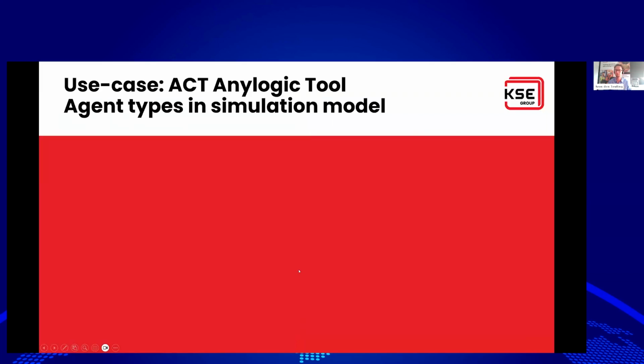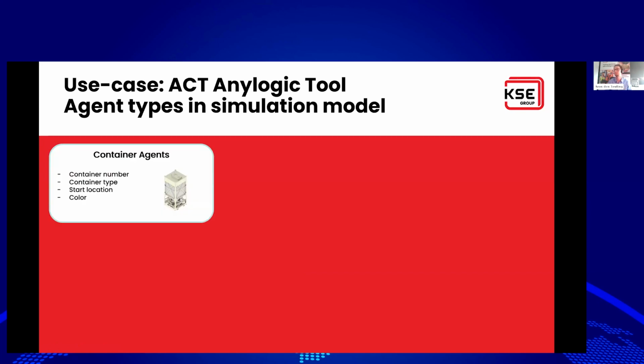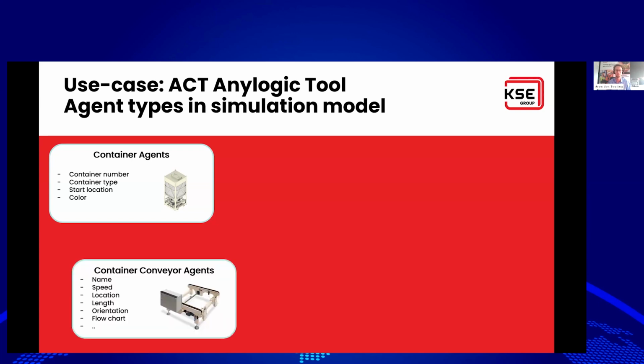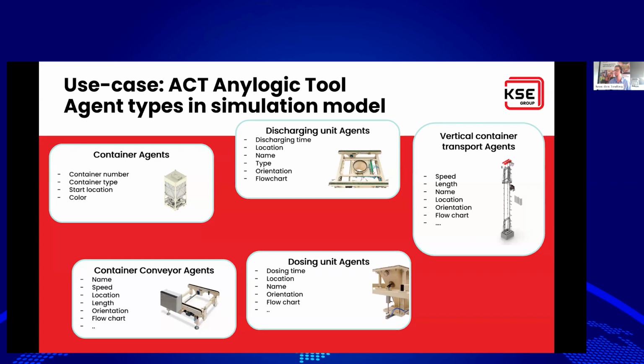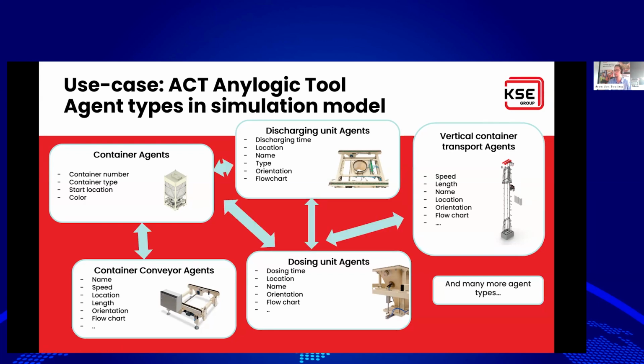To show you which kind of agents you can find in a model: for example, we have a separate agent for the containers, which has a container number, type, start location, and color. We also have conveyors, which consist of a name, a speed, a location, a specified length, an orientation, and of course a flowchart in it, which defines how it goes. Then we also have dosing unit agents, discharging unit agents, and elevators. I won't go too deep into everything, but we have a lot more agents, and they all act together in the model. They all have relationships with each other, and we have to build that in the model, which makes it quite complex.